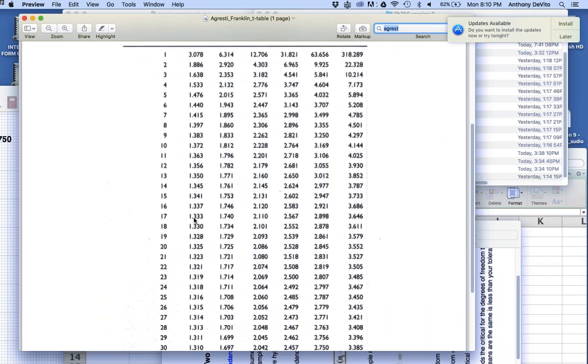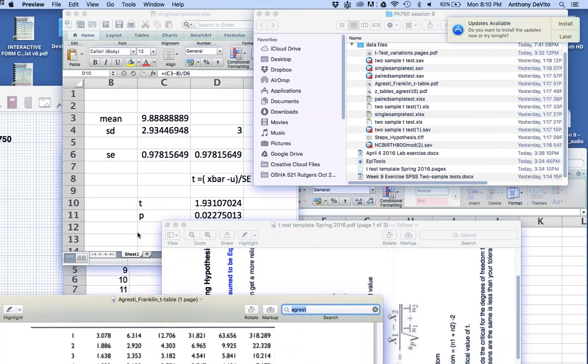Okay, so with 16 degrees of freedom, the t-score I have to exceed is equal to 2.12, right? Okay, did I exceed 2.12?